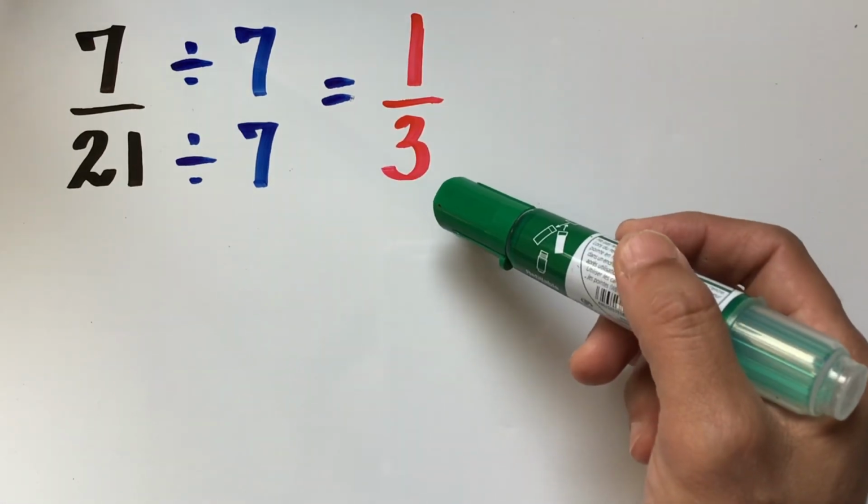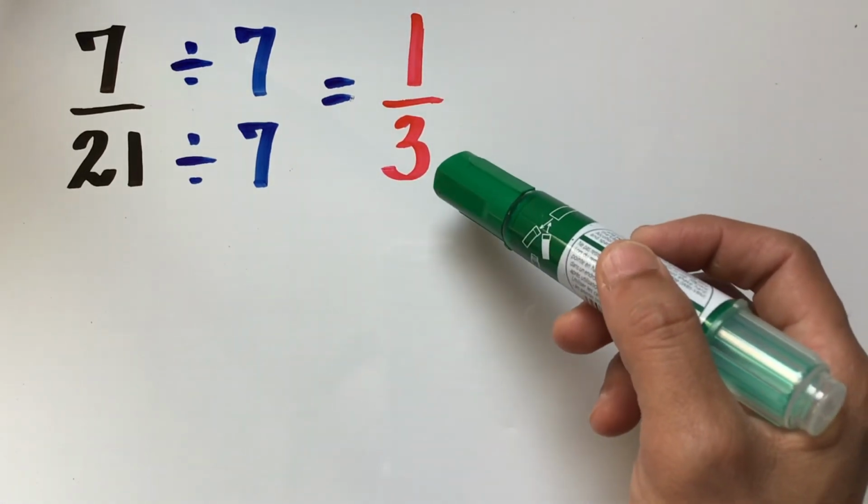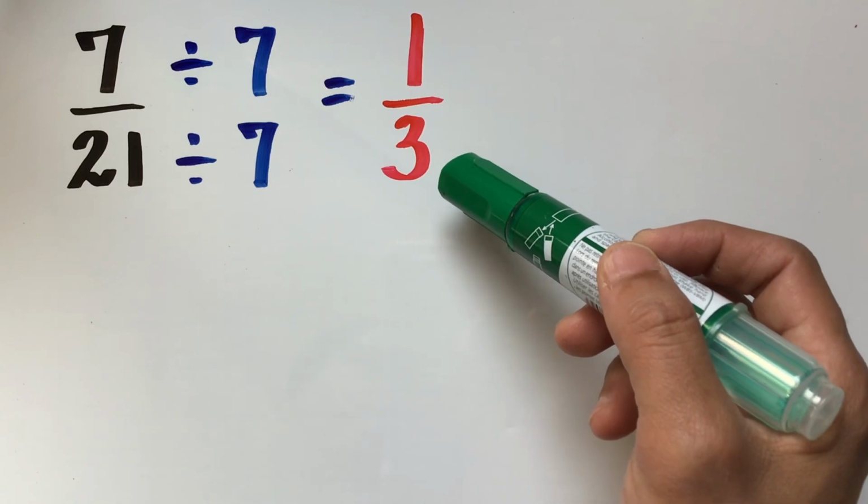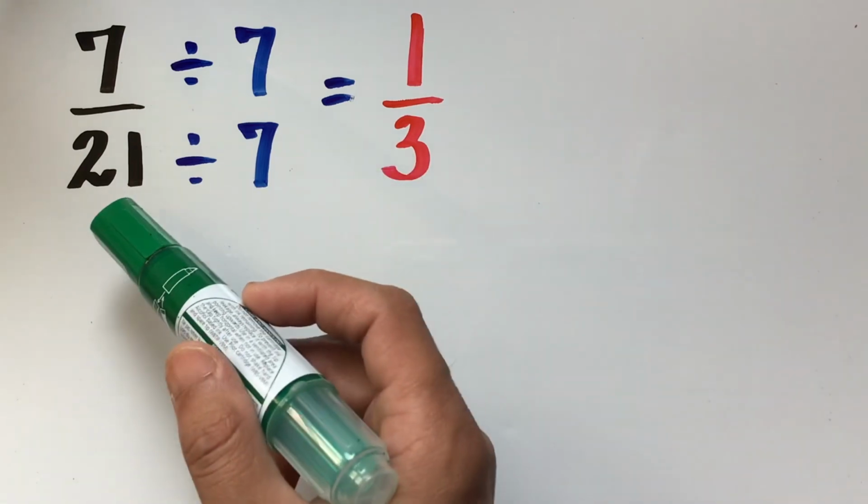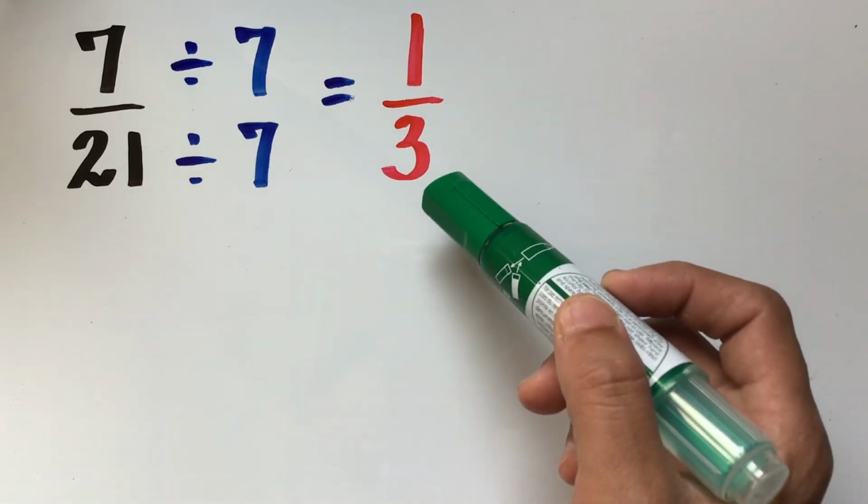Now the only common factor between the numerator and the denominator is 1, therefore we say that this is in the lowest term. So 7 over 21 in its simplest form is 1 over 3.